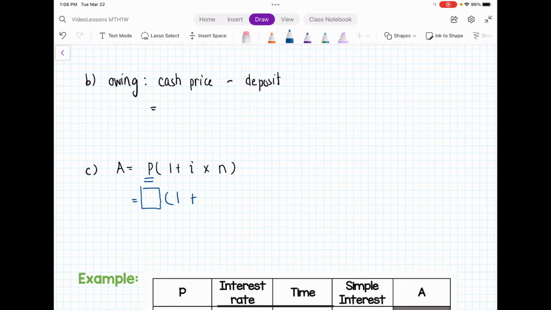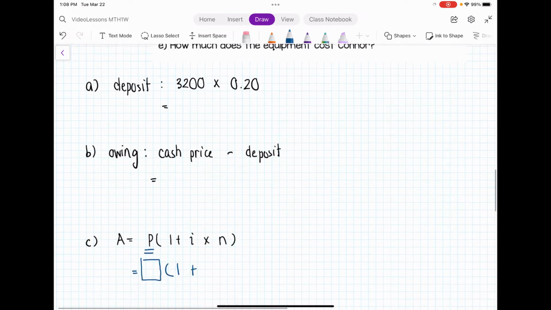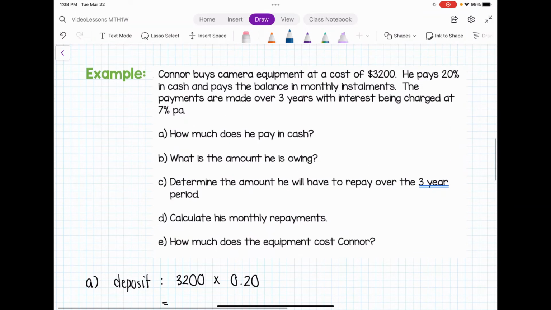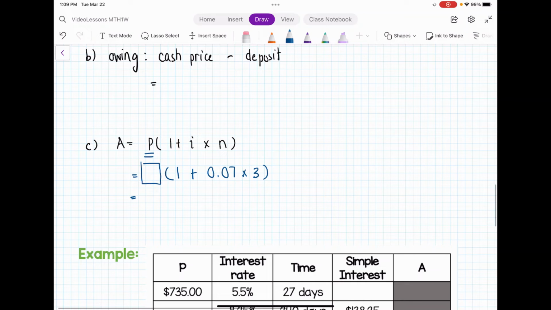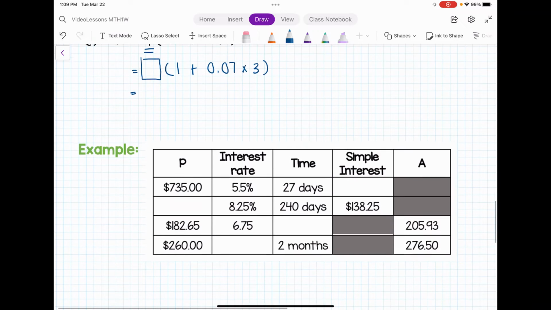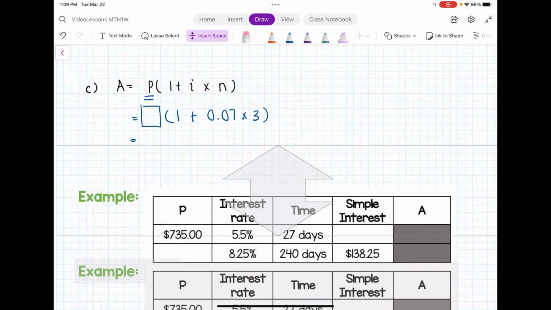And then 1 plus, and now this, he's being charged 7% per annum. And he's going to pay it back over 3 years. And then that's going to give you his total amount. Now, he doesn't wait until the end of the 3 years. What he's going to be doing is he is going to split this up into monthly installments.